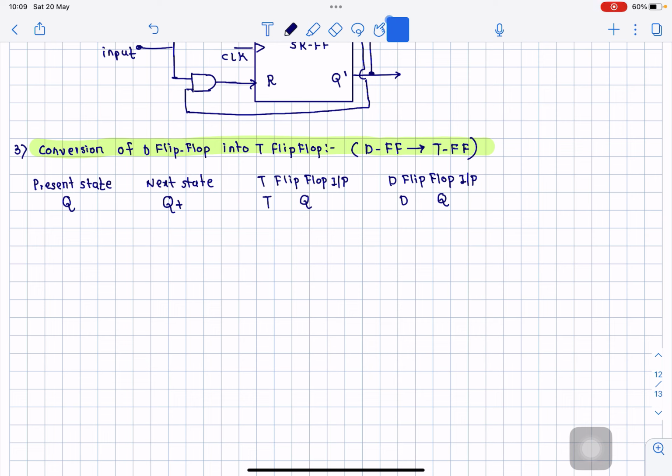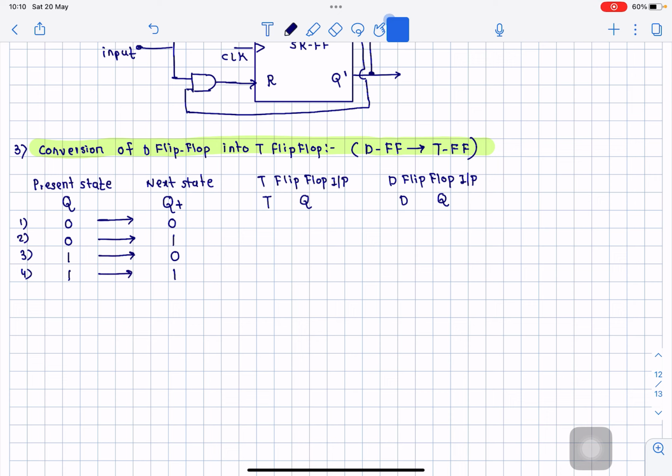So write the four possible combinations of present state and next state as usual. The present state is 0, the next state is also 0; the present state is 0, the next state is 1; the present state is 1, the next state is 0; and the fourth case, the present state is 1, the next state is also 1. This is case 1, case 2, case 3, and case 4: 0 to 0, 0 to 1, 1 to 0, 1 to 1.